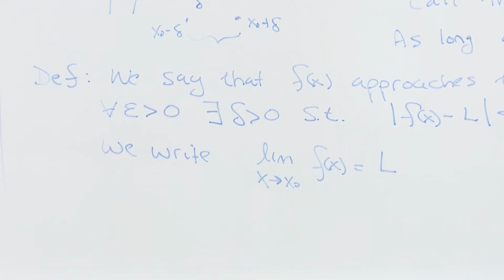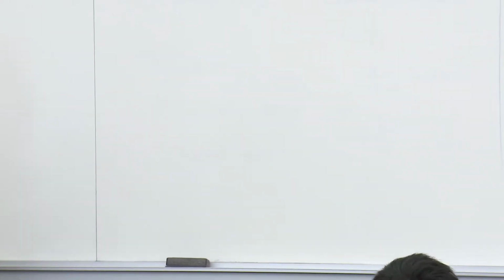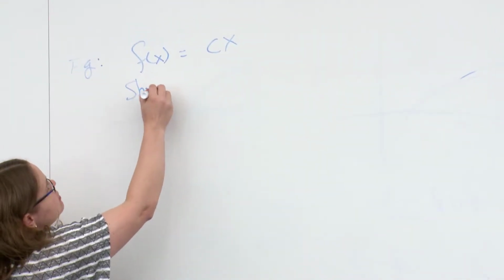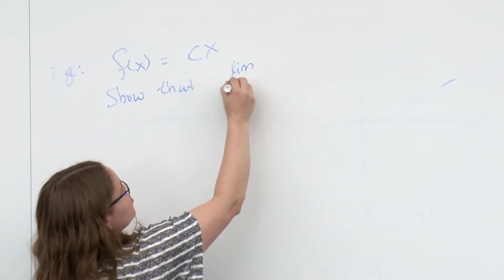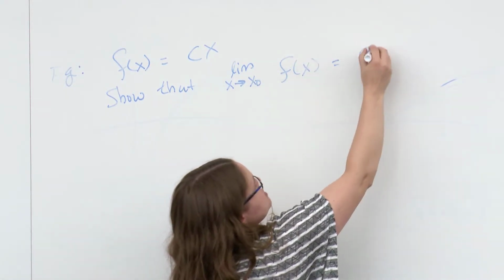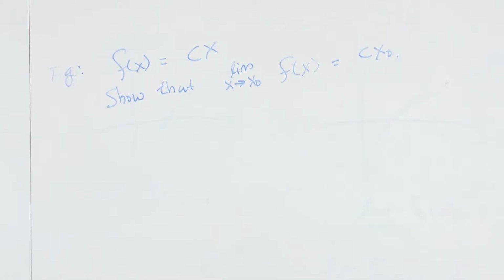Okay, so let's start. Simple. f of x equals c times x is a linear function. And we want to show that the limit as x approaches x naught of f of x is equal to c times x naught. And we want to show it using the definition of the limit.